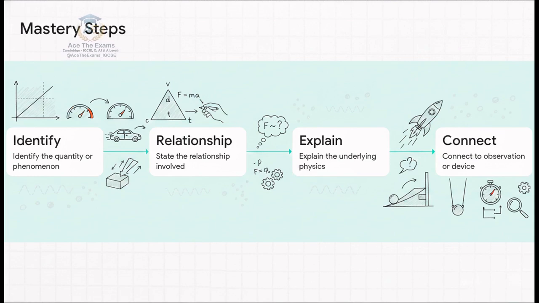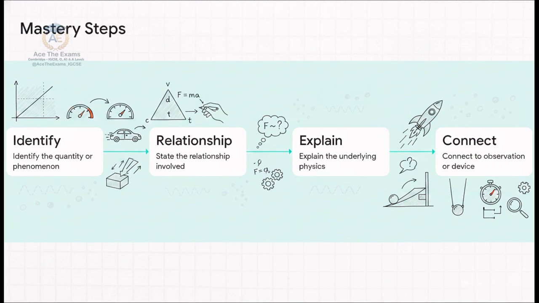Step 2, state the relationship involved. That is your evidence, where your formulas like v = d/t come in. Step 3, explain the underlying physics. That is your explanation. Why is this happening? What is the actual cause? And step 4, connect it to an observation or device. That is your link. I want you to mentally test yourself right now.